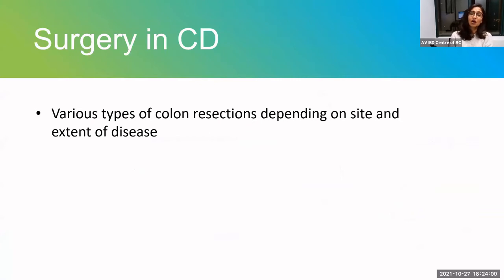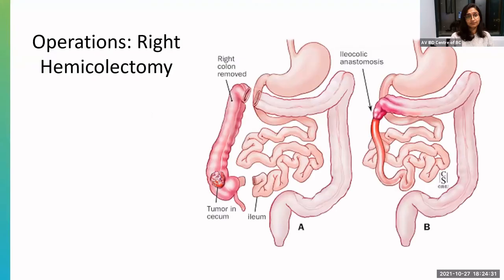There's various types of colonic resections that we do in Crohn's disease, and it depends on the site and the extent of disease. In ulcerative colitis, we don't typically do segmental resections. We remove the entire colon because we know surgery can be curative. But in Crohn's disease, as I mentioned, there can be skip lesions, areas of healthy bowel, and the goal is to preserve as much bowel as possible. There's various types of colonic resections depending on the site of disease, so we'll quickly go through some of those.